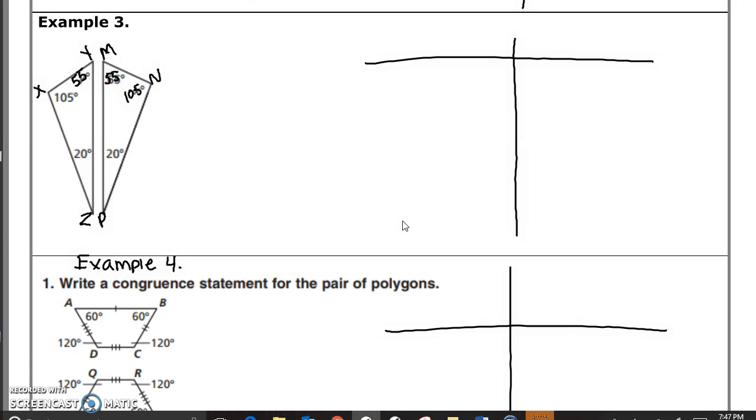Okay, example 3, we have triangle XYZ and then MNP. So we should have our angles and our sides. And I'm going to stop the video now before I run out of time.